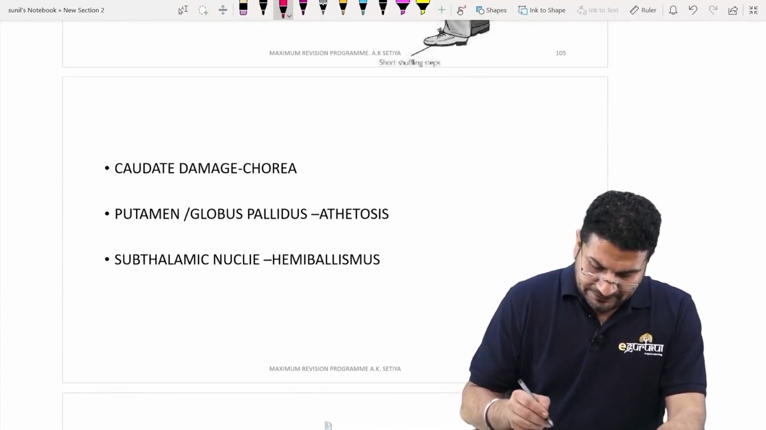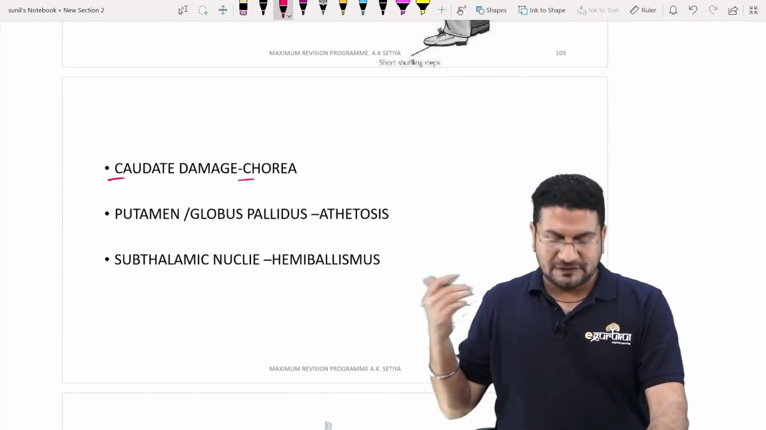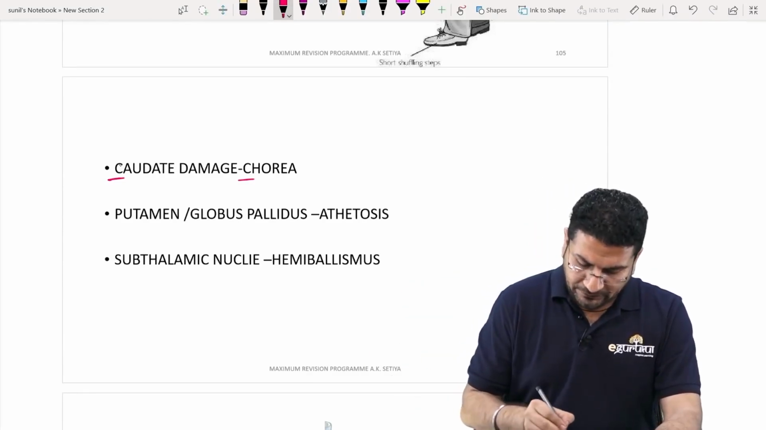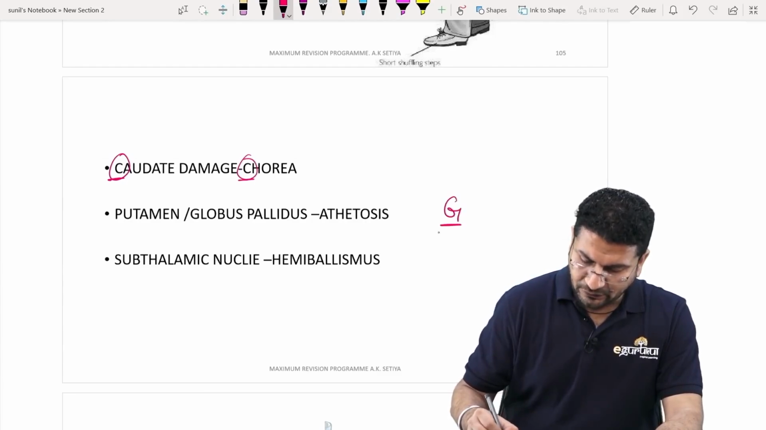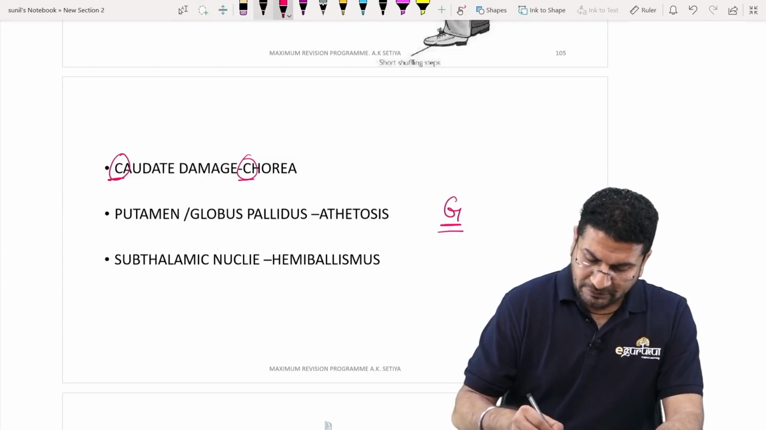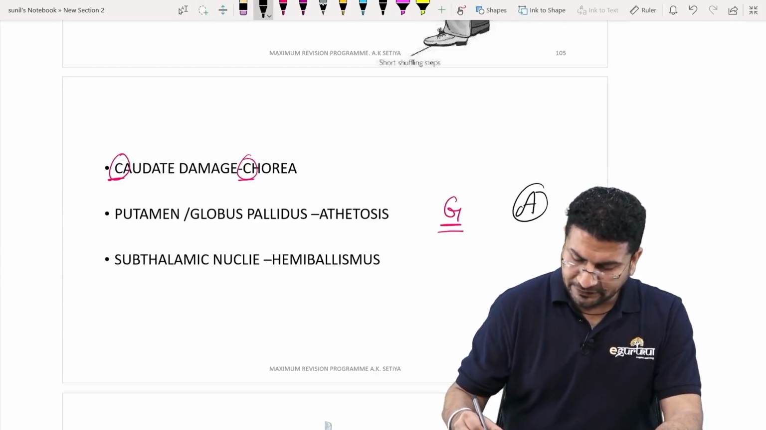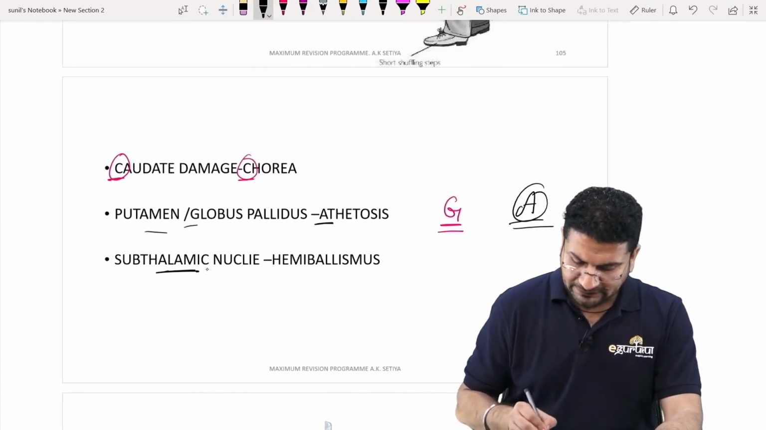If the caudate nucleus is damaged, you will see chorea. Chorea is involuntary, purposeless movement. So C for caudate, C for chorea. So remember, GAP means globus pallidus, putamen. In globus pallidus and putamen defect, you will see athetosis. So remember this GAP. Thalamus, ballismus.